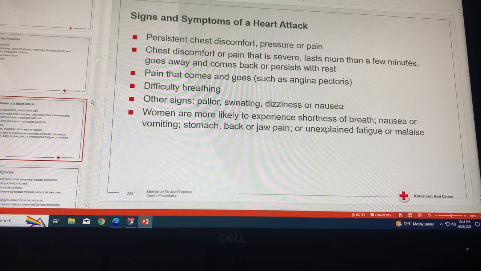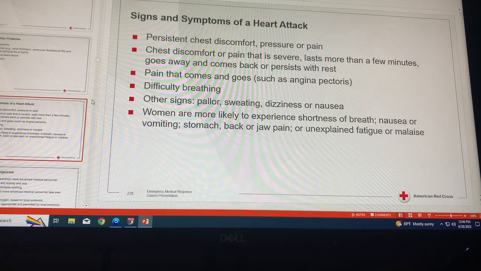Okay, here we have signs and symptoms of a heart attack. Persistent chest discomfort, pressure or pain. Chest discomfort or pain that is severe, lasts more than a few minutes, goes away and comes back, or persists with rest. Pain that comes and goes, such as angina pectoris. Difficulty breathing. Other signs: pallor, sweating, dizziness, or nausea.